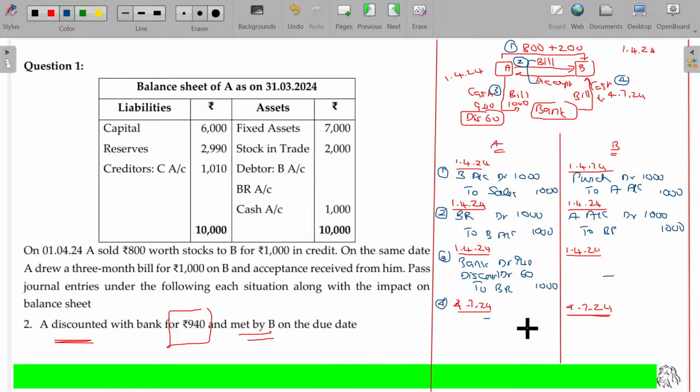Maturity on 4/7/24. On the date, B settles the money to the banker. The entry being bills payable debit to bank, the value being 1,000, to the banker or the bearer. Is that clear? Hope now you'll be able to understand.